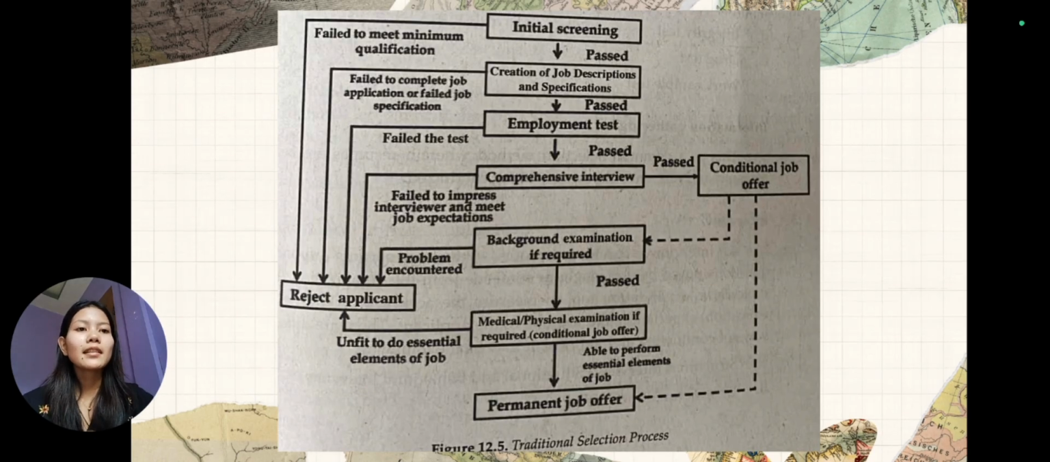So as you can see, this process starts in initial screening and goes down to employment test, background examination, comprehensive interview, and flows to permanent job offer. But if it fails the minimum qualification, it goes down to reject applicant. So, let's dig deeper about what are the requirements to have a permanent job offer para dili ma-reject ang applicant.